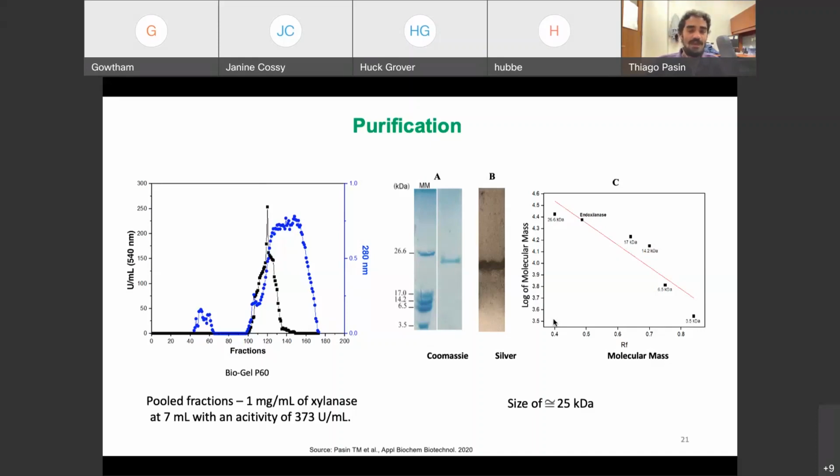Here in black we have the activities, and in blue we have the protein absorbance. So as we can see here in the Coomassie gel, we have the protein pretty much pure, and also we did a silver staining, and we got the pure protein as well. The molecular mass of the protein was estimated as 25 kDa.